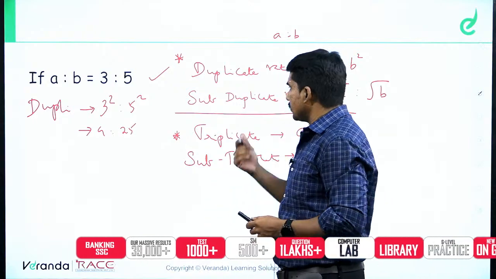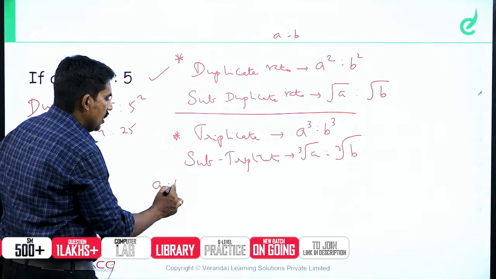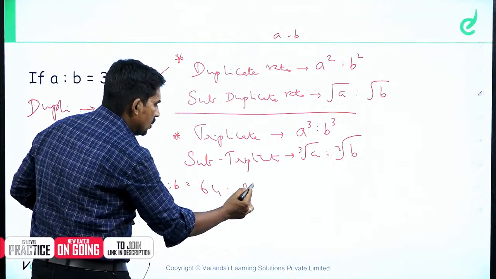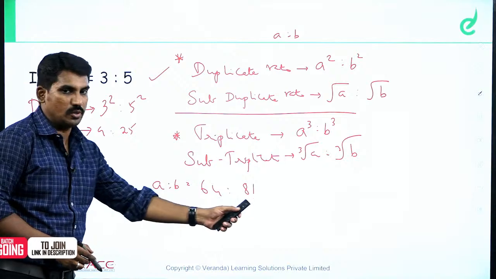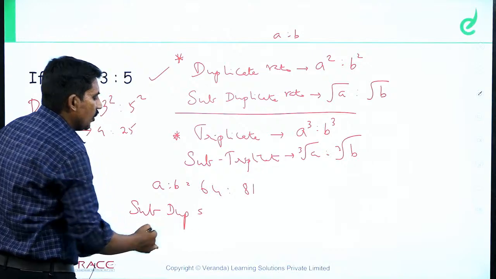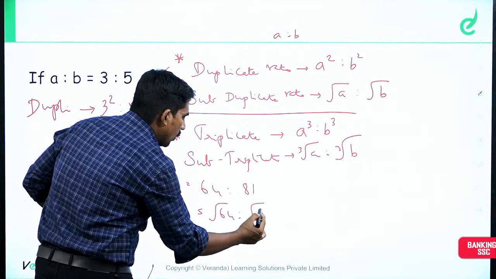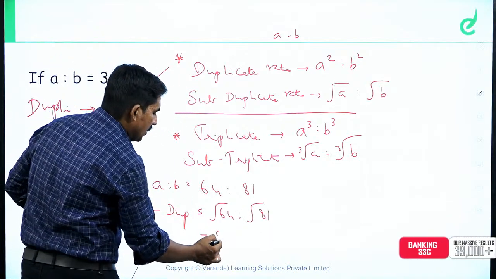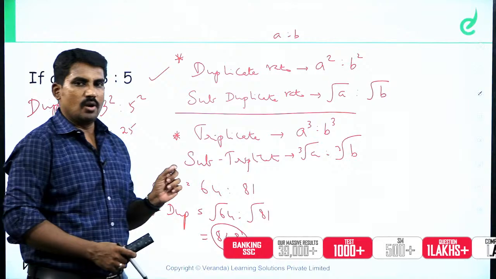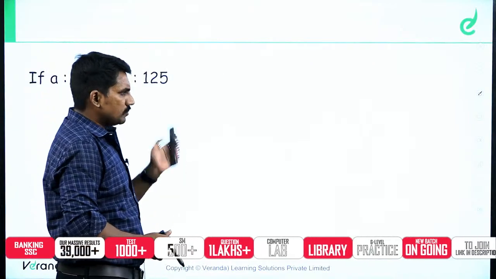Right? Now, for example, the next question they have given: A is to B is equal to 64 is to 81. Now, what is sub-duplicate? Sub-duplicate means we have to take the square root, that's all. Therefore, root 64, root 81. 64 is a perfect square, therefore 8. 81 means 9. Therefore, what is the value? 8 is to 9. Simple. Duplicate, square. Sub-duplicate, square root. That's all. Right?